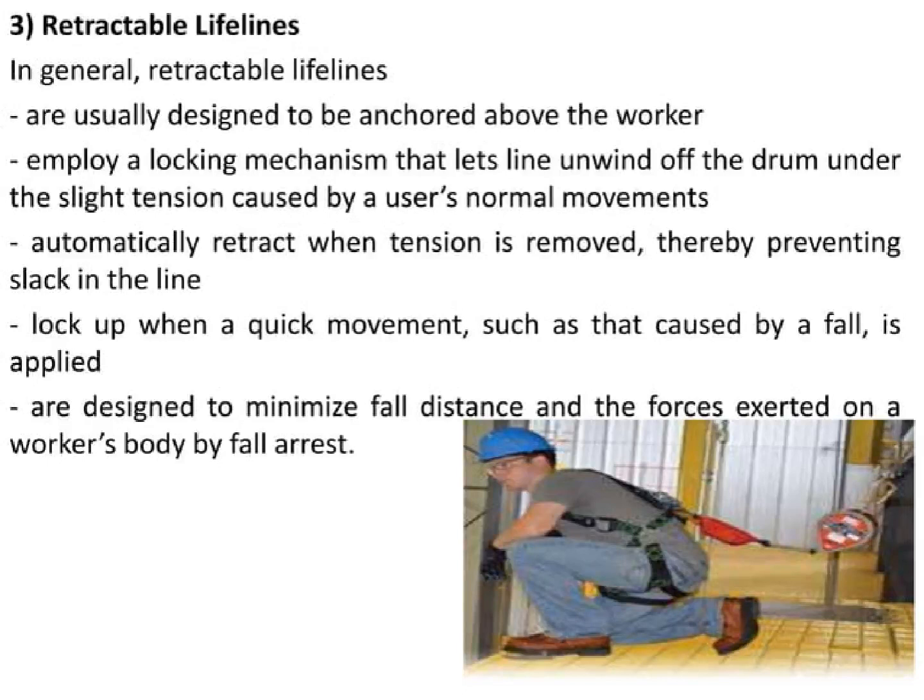Retractable lifelines are an important addition to any fall prevention system. They are usually designed so that the anchor point is above the worker, allowing a greater area of protection. Retractable lifelines employ a locking mechanism that allows the line to safely unwind from the drum when the worker's normal movements cause the line to become slightly taut. As soon as tension is released, the line automatically retracts, eliminating any slack. In the event of a quick movement, such as a fall, the line locks up, reducing the fall distance and the force of the arrest.